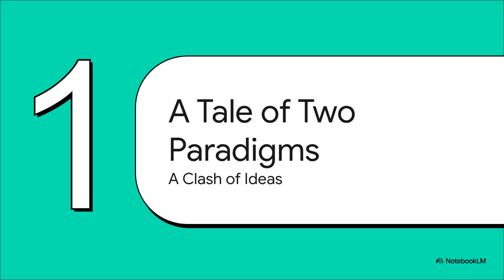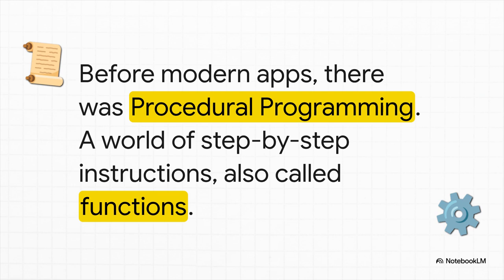See, our story really begins with this fundamental conflict in the world of software. It was a real clash of two totally different ways of thinking about how you should even write code. So before we had all these modern apps, the world ran on something called procedural programming. And honestly, it was a lot like following a recipe. You'd just write this long list of instructions or procedures, and the computer would follow them step by step from top to bottom. It was all about the actions, the functions, the steps you needed to get something done.